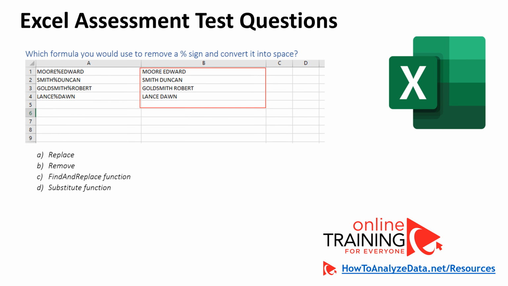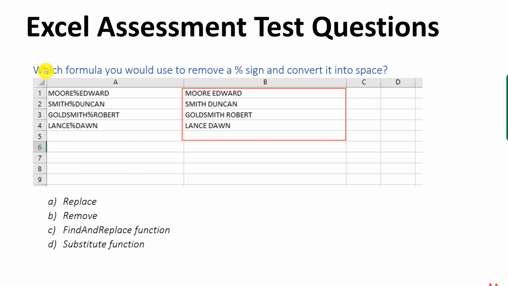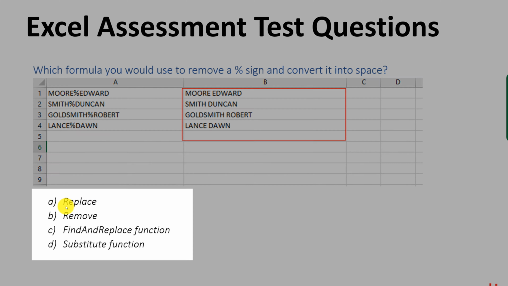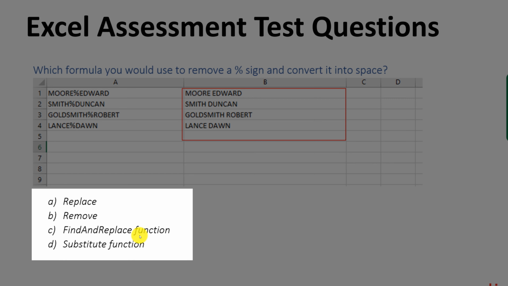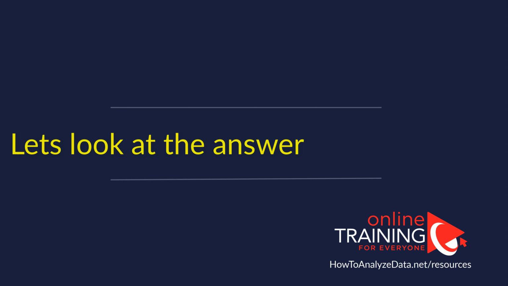Very often, you might be asked a question on how to perform a specific function in Excel. For example, in this question, which formula would you use to remove a percentage sign and convert it into a space. And in the example given, you see that in column A, there are values that have a percentage sign in between the words. And in column B, the values already have the percentage sign replaced with the space. And the choices presented are replace, remove, find and replace function, and substitute function. So which one would you choose?